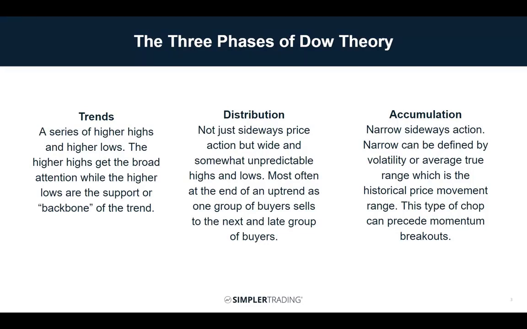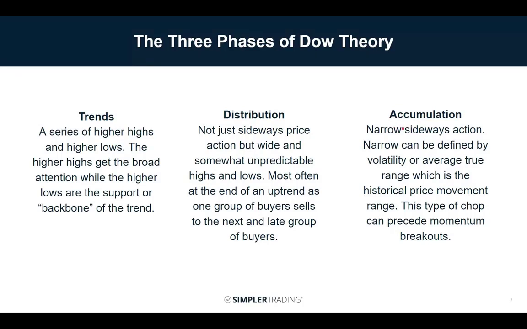Ultimately, what you end up with in distribution is literally the reason Charles Dow called it this: it's a redistribution, really. Folks that got into a trend early are taking profit while the next wave, or next group of buyers, the late group really, are getting in. It's almost like someone's got to hold the bag. So distribution is a very tricky part of a trend where it seems like it's still trending when in reality it's not. Accumulation, I think a lot of folks probably know.